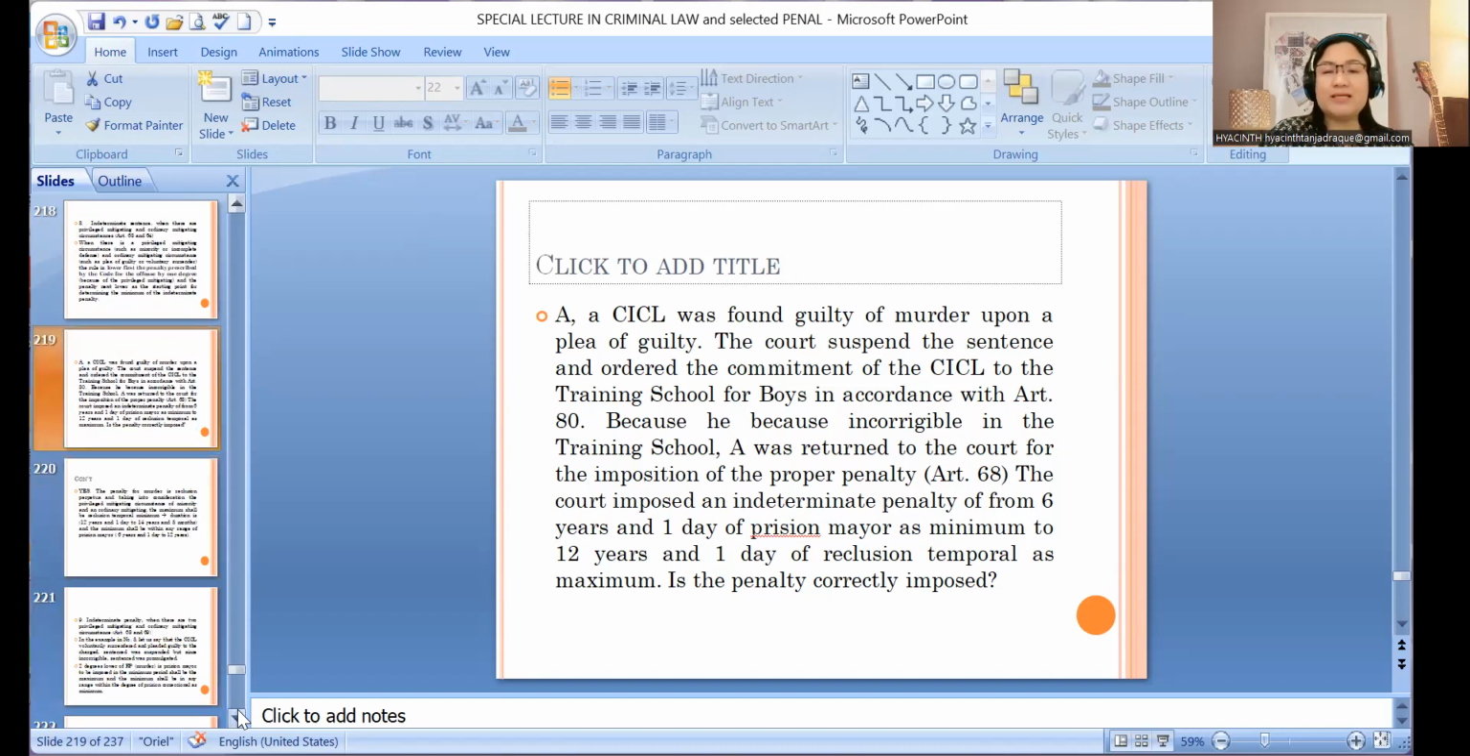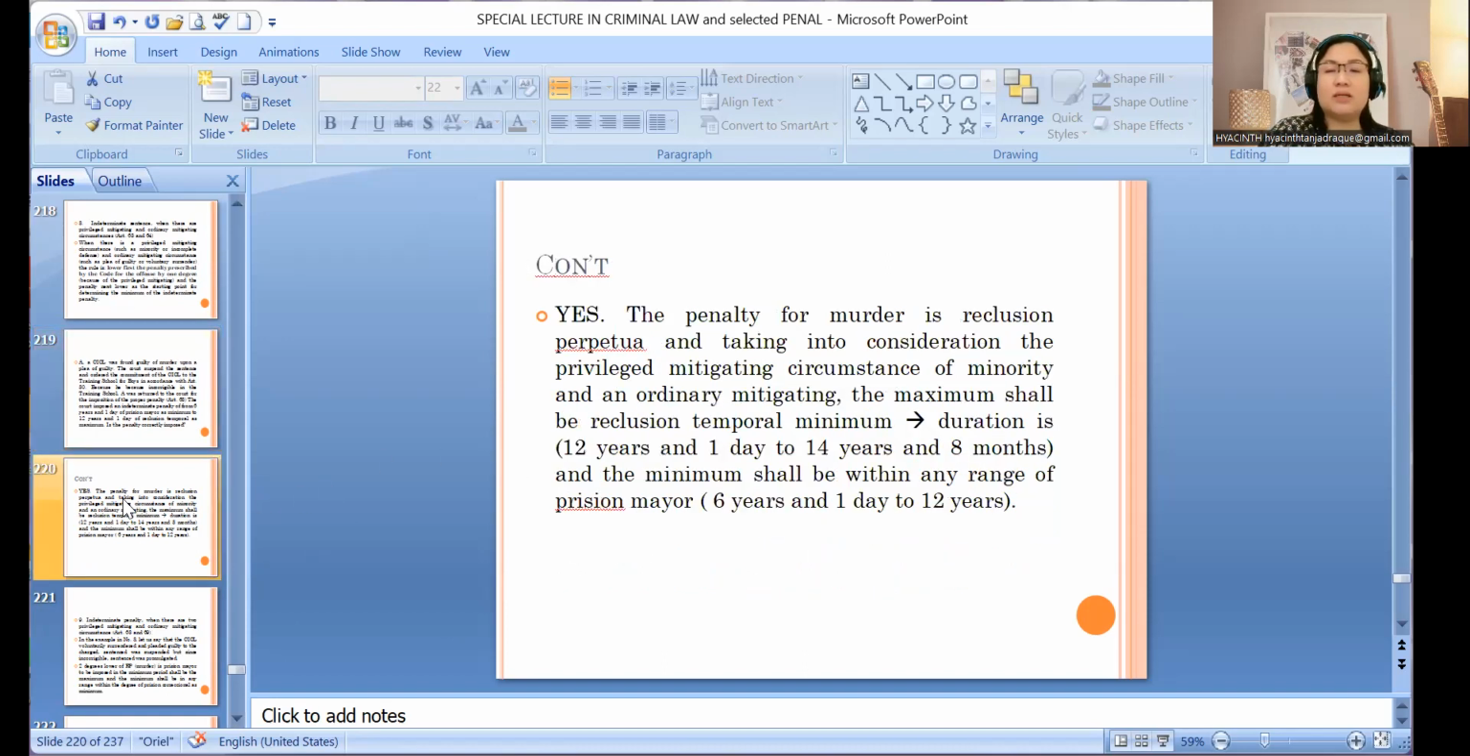The court suspended the sentence and ordered the commitment of the CICL to the training school for boys in accordance with Article 80. Because he is incorrigible in the training school, A was returned to the court for the imposition of the proper penalty. The court imposed an indeterminate penalty of 6 years and 1 day of prison mayor as minimum to 12 years and 1 day of reclusion temporal as maximum. Is the penalty correctly imposed?